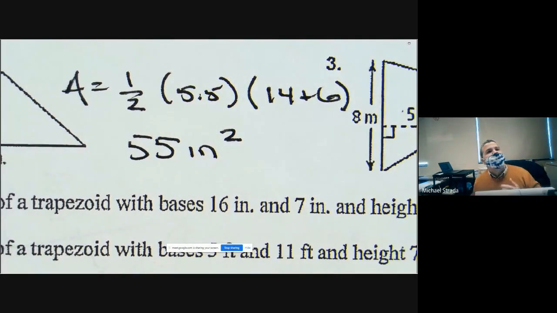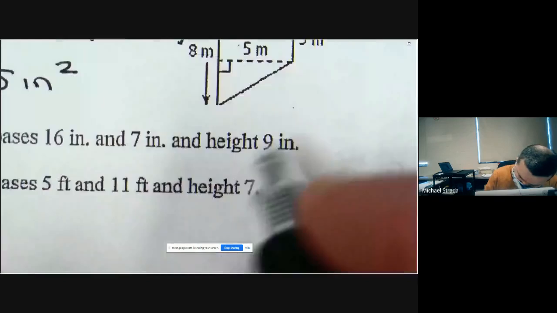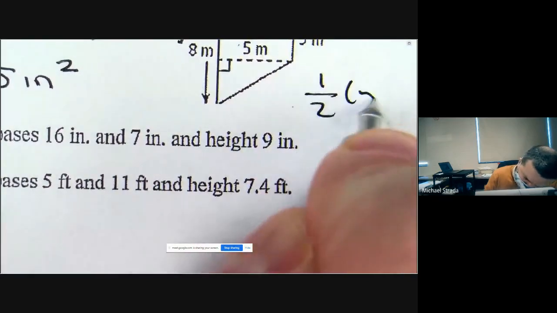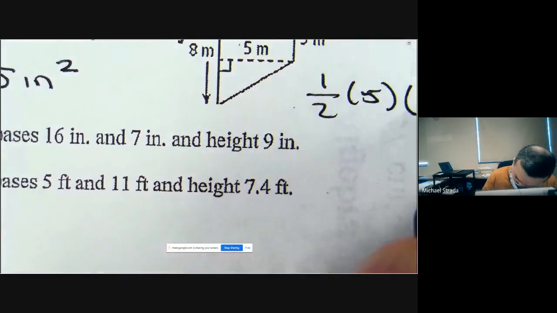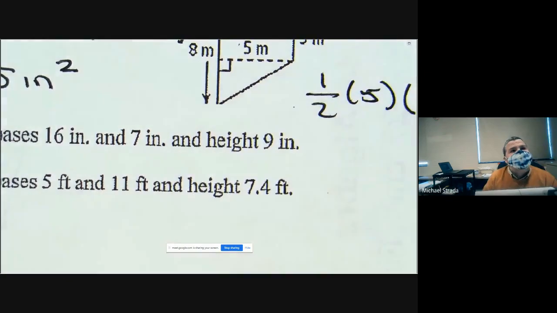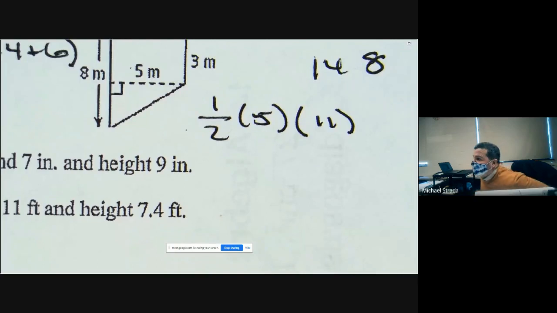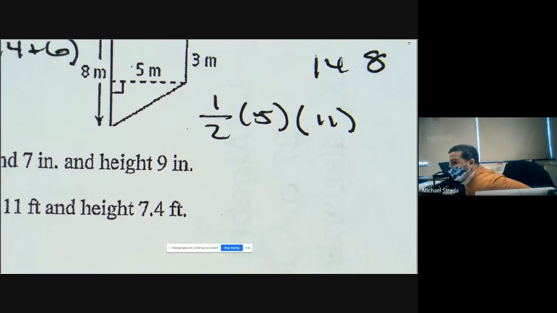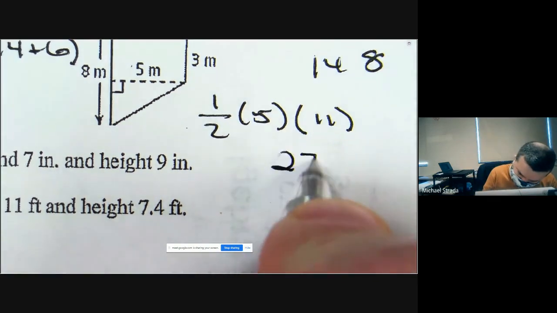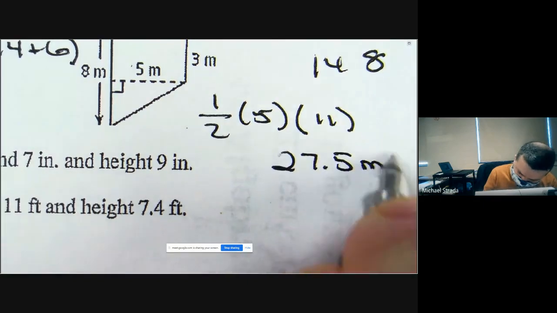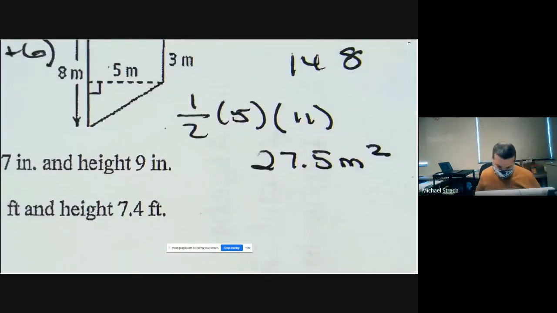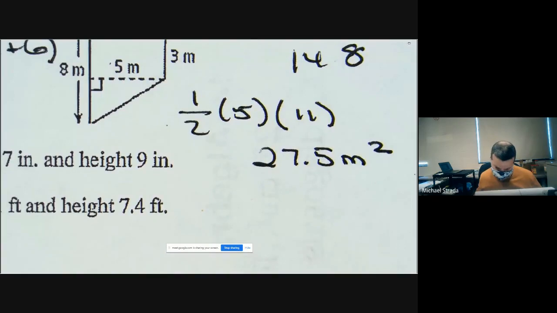All right, number 3, there's no such advantage. We do 1/2, the height is 5, and the 2 bases are 8 and 3, which would be 11. When you show your work on this assignment, you can either show the original 8 plus 3 or their sum. I don't care, but that's all you've got to show for work, what you plugged into the formula. All right. 5 times 11 is 55. Half of 55 is 27.5 meters squared. So when you show your work, that's all we're looking for.